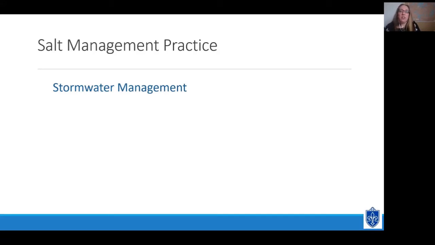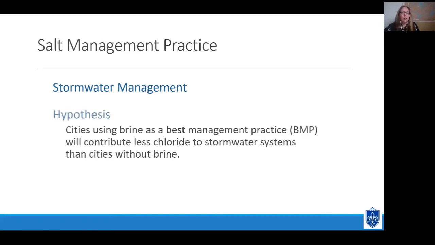So the only truly effective way to decrease the winter salt load to streams will be to decrease the amount of salt that we put on the roads in the winter. So I wanted to study a method that some cities and other municipalities are using to cut their salt use, and that's the application of salt brine. So my hypothesis for this final study is that cities that use brine as a best management practice, or BMP, will contribute less chloride to stormwater systems and thereby into streams than cities without brine.